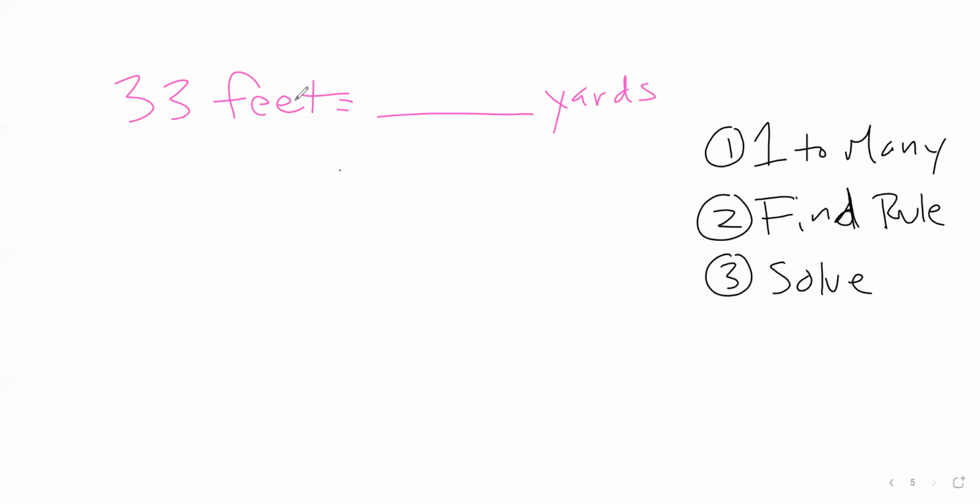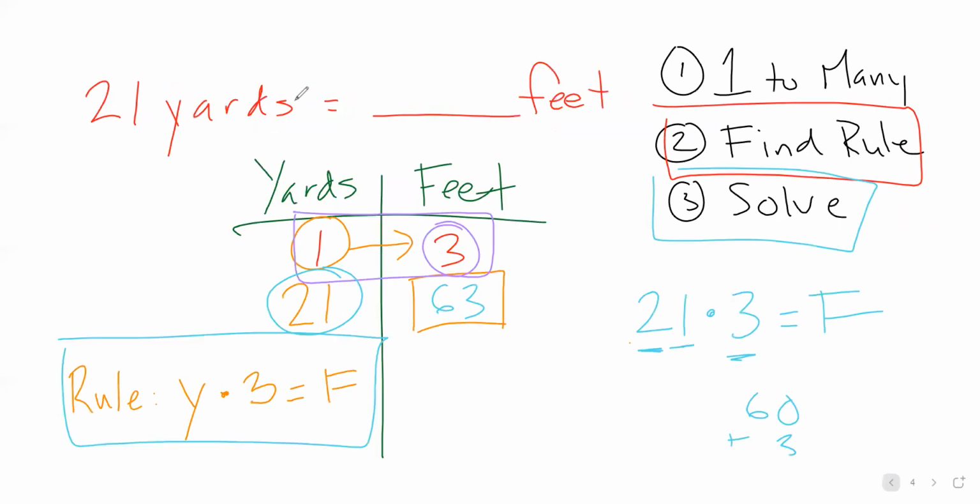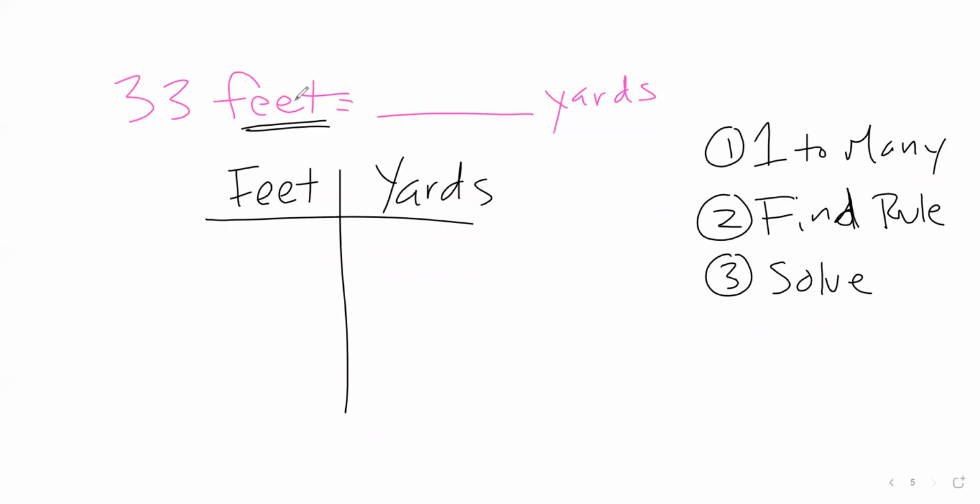So I'm going to go back to building that T-chart. And you can do it however you want. I kind of like starting with the feet here. So I'm going to call this feet, I'll call this yards. But again, I've got to find the one to many. And we did this last time. What we actually realized is 1 yard is 3 feet. So if I put that in my T-chart, that actually means the 1's here, the 3's here, which is fine. That's still the one to many. 1 yard is equal to 3 feet.